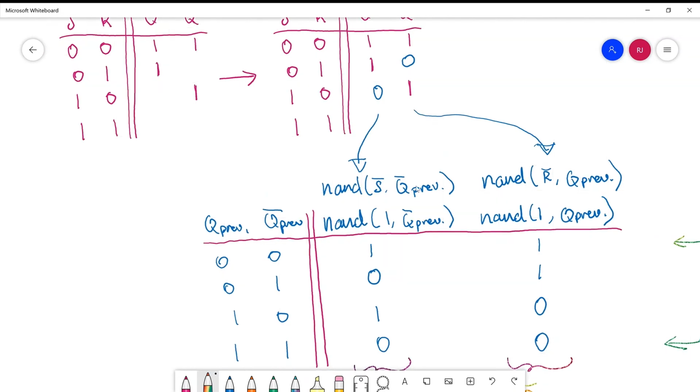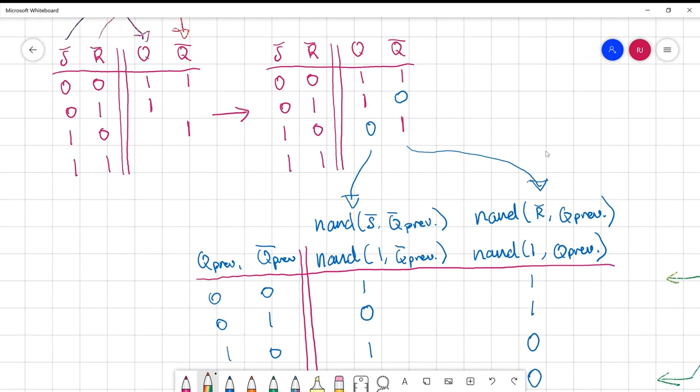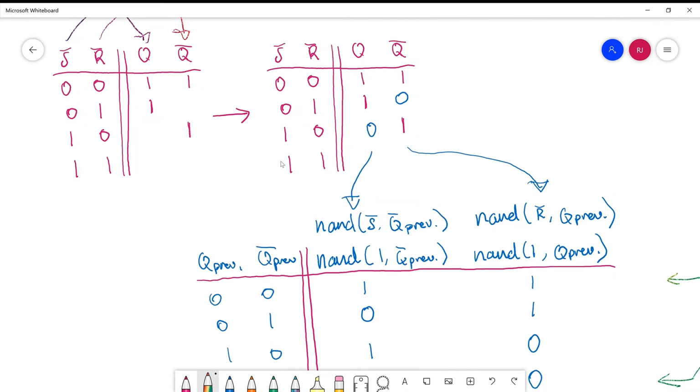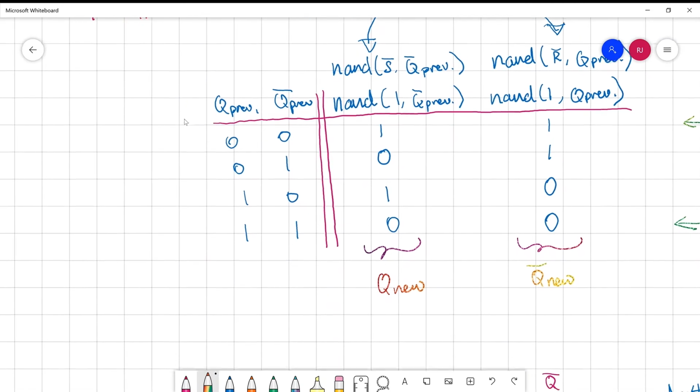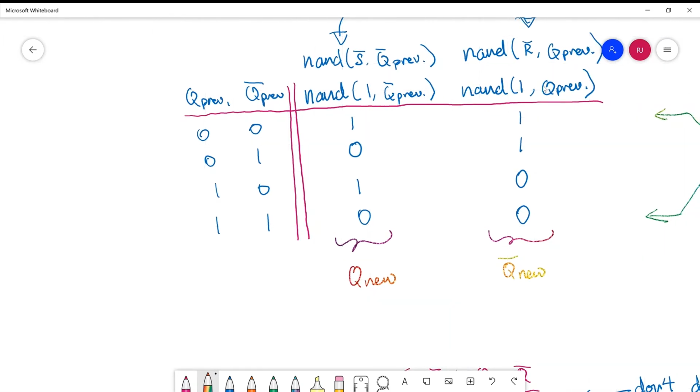So we look one line down now, and we see that I've replaced S bar with 1 and R bar with 1. The reason I've done that is because I'm looking at my inputs, and for this specific case, S bar and R bar are 1. So I've replaced S bar with 1, and I've also replaced R bar with 1. And now there's just 2 unknowns in both of these equations. It's the previous Q bar and the previous Q.